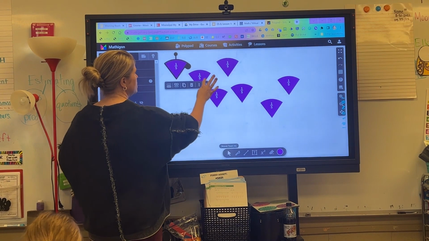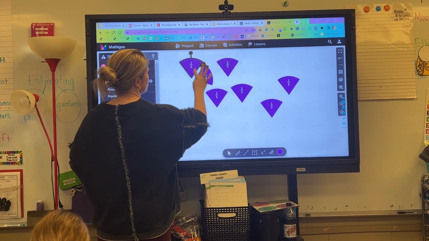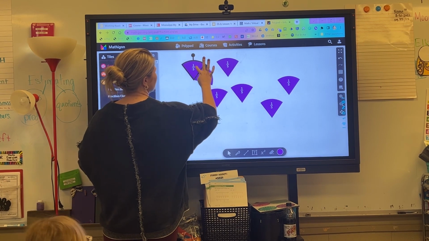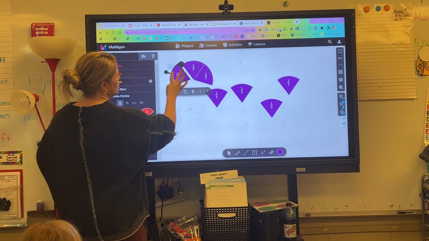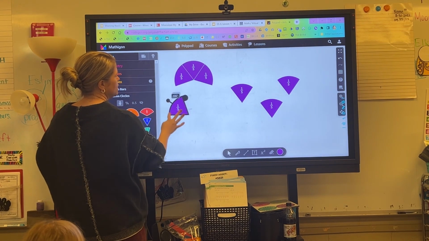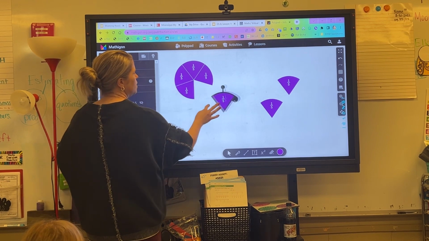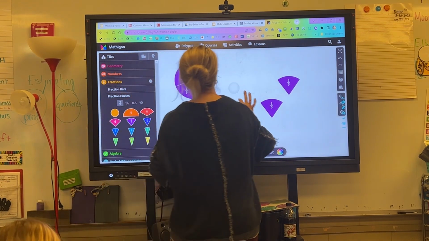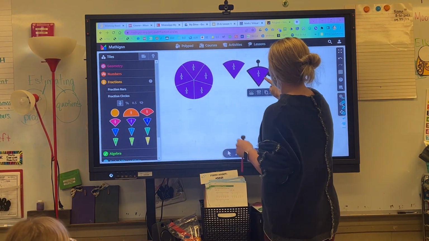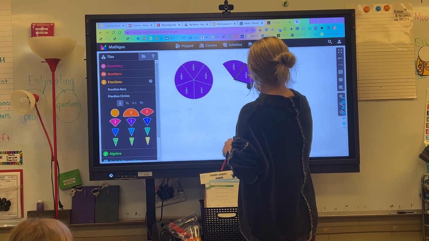So let me put these together. So move them over. Sometimes they connect. All right, so I'm making my whole. How many pieces do I need to make a whole? 5, right? So I'm putting them together. All right. Now I have my whole, but guess what? I just have 2 pieces left over. I have 2 pieces left over, right?